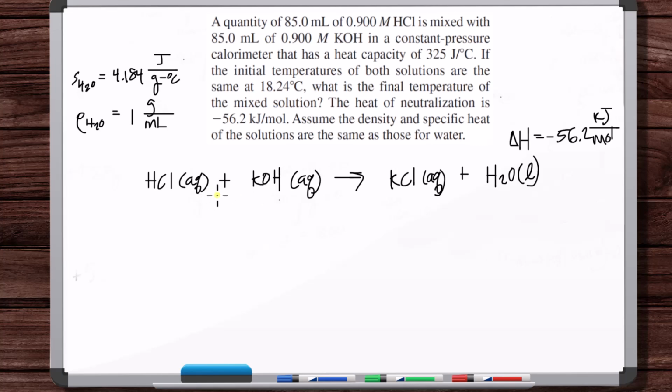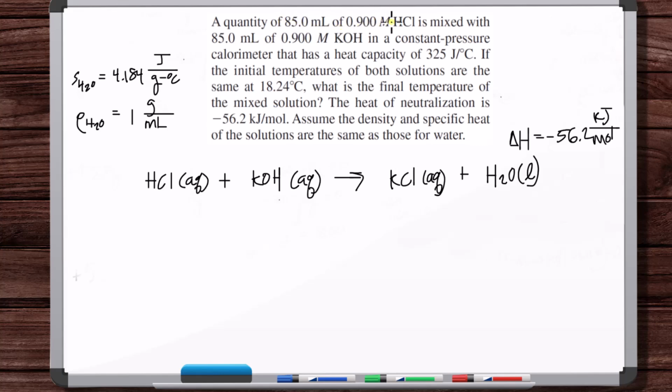Okay, so what we need to do is find out how many moles are taking part in this reaction. We can see for every 1 mole of HCl consumed, 1 mole of KOH is consumed. And we're starting with the same volume and the same concentration. So we mix the same amount of moles of HCl and KOH, and based on the balanced reaction, it's 1 mole of HCl consumed and 1 mole of KOH consumed. So we can use either one of these.